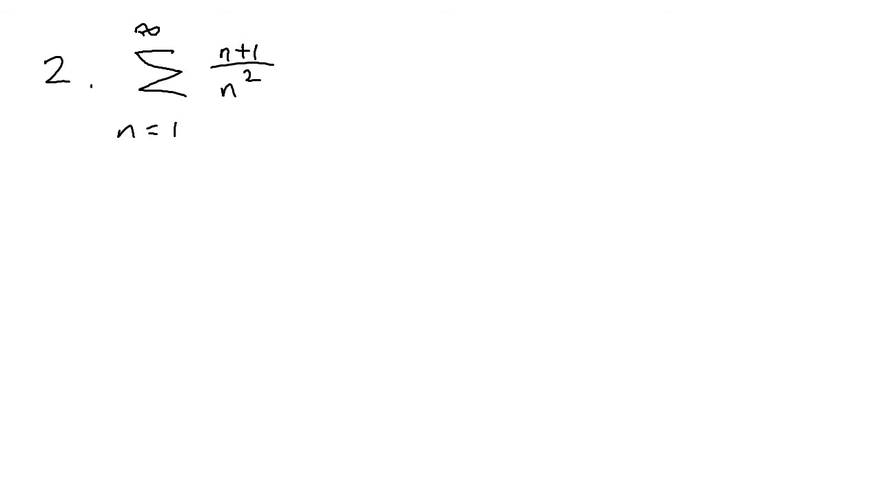So to compare this to a similar series, I can just look at the highest degree of the numerator and the denominator. The highest degree in the numerator is n, and the highest degree in the denominator is n squared. So if I take n over n squared and simplify that, we'll just get n to the negative first, or 1 over n. So I can compare it to the series of 1 over n.